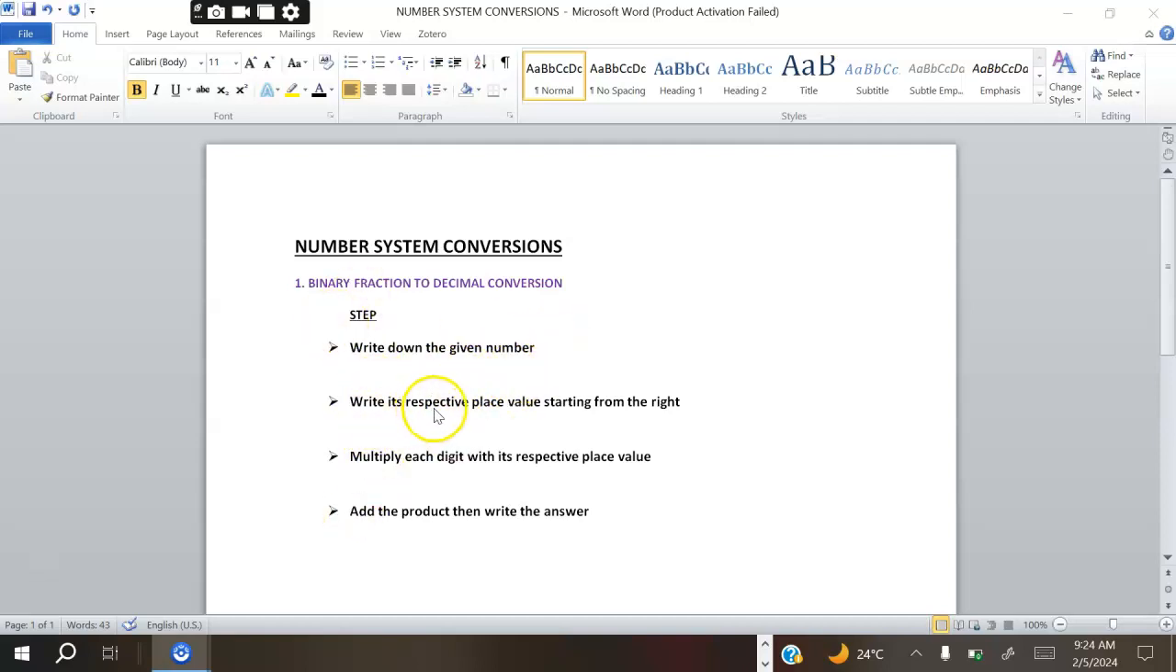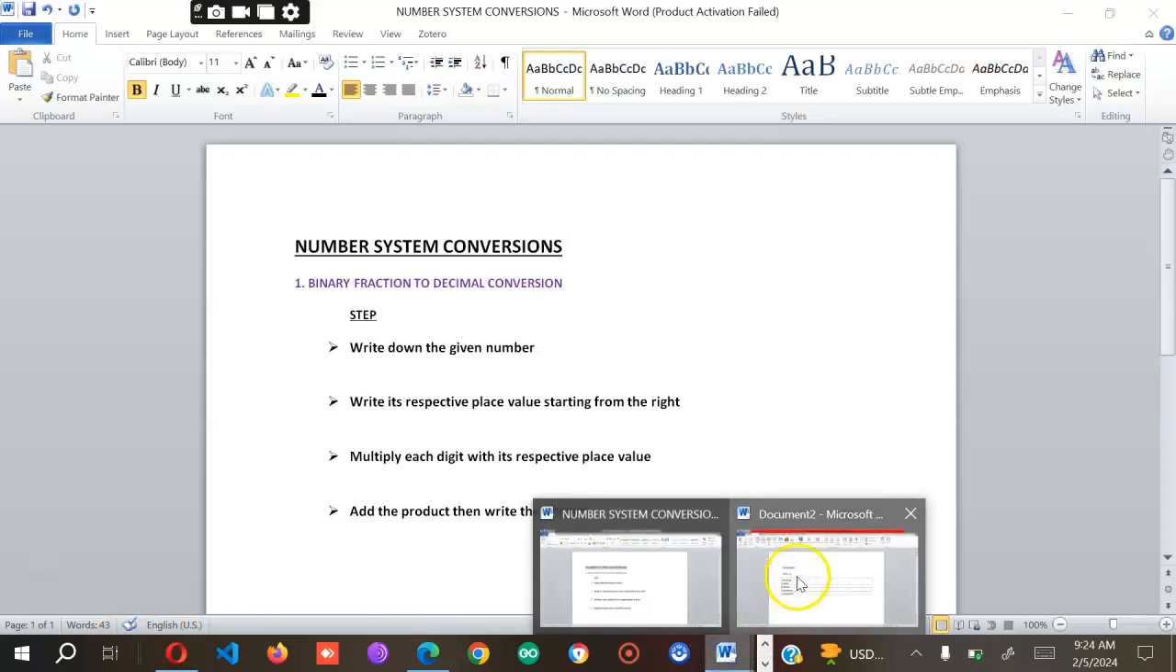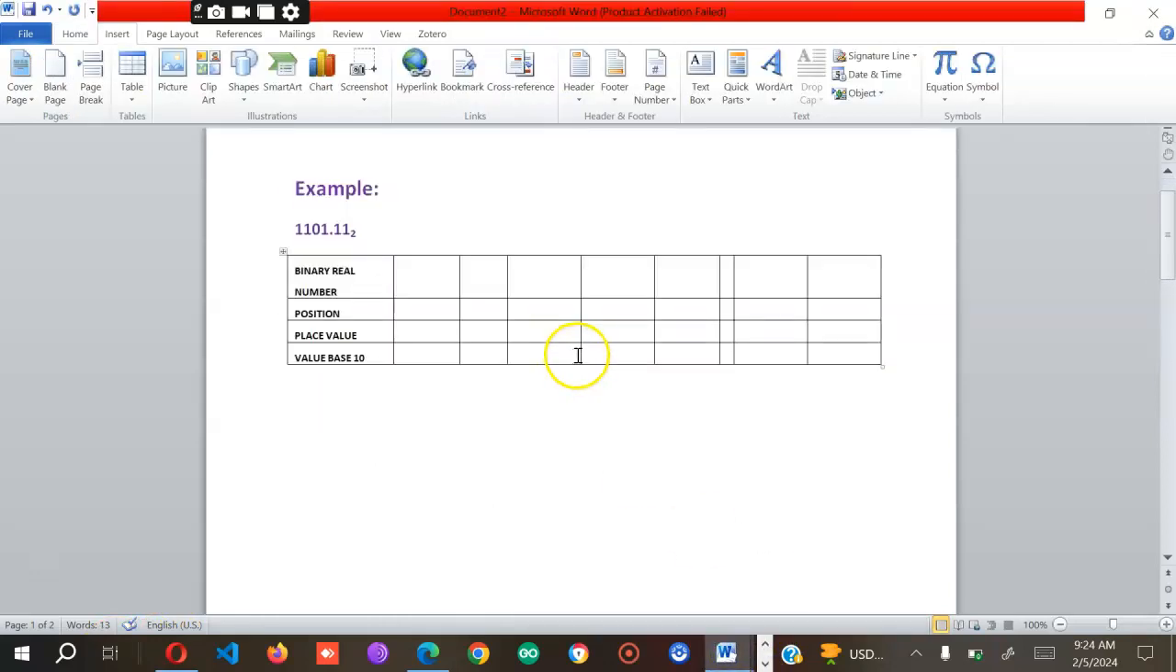Two, you write its respective place value starting from the right. You multiply each digit with its respective place. And lastly, you add the fraction. Okay, let's dive direct to the example that we have.